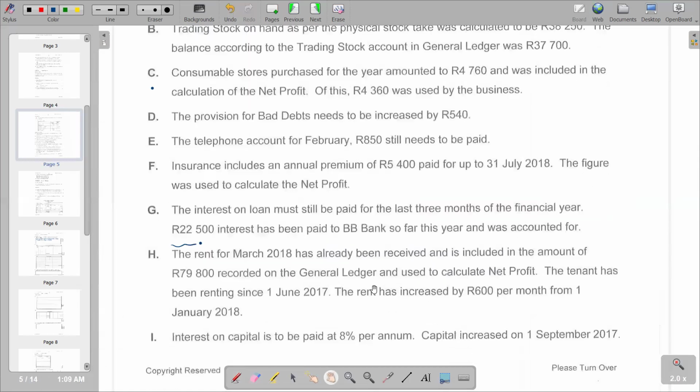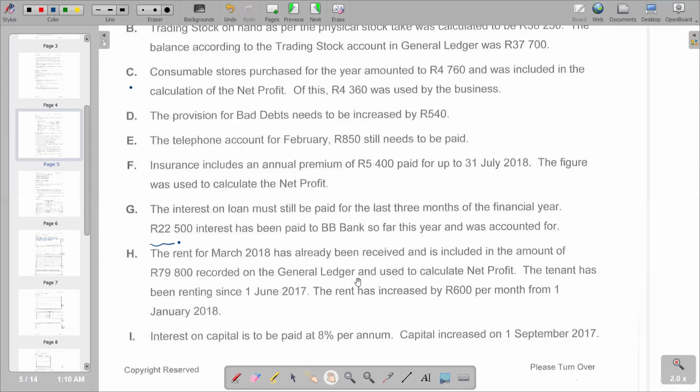So we go to the next part whereby we have H, we're saying the rent for March 2018 has already been received and is included in the amount of 79,800 rands recorded on the general ledger and used to calculate net profit. The tenant has been renting since 1 June 2017. The rent has increased by 600 rands per month from 1 January 2018. So we have got a bit of a complicated calculation that we need to go through.